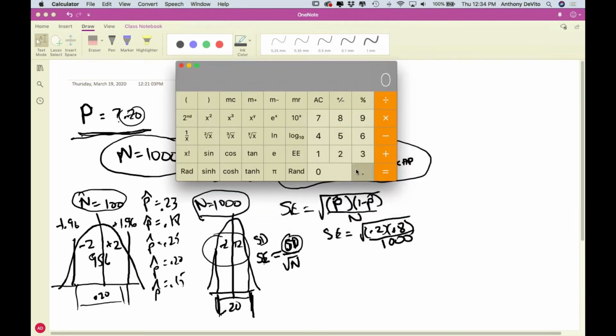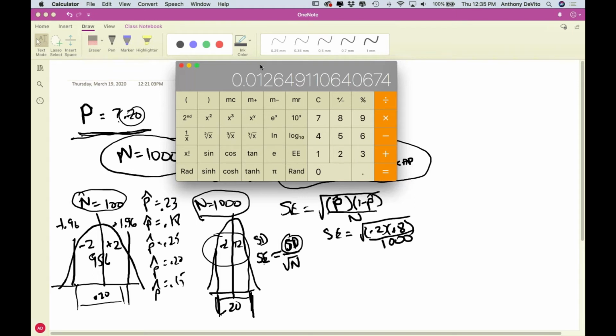Okay, so it's going to be 0.2 times 0.8, which is equal to 0.16, divided by 1,000, which is equal to 0.00016. I'm going to take the square root of that whole thing, and it comes out to be 0.012649. For our purposes, I'm going to round that to 0.013.